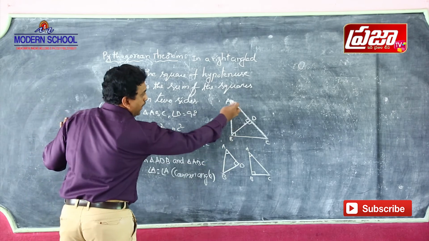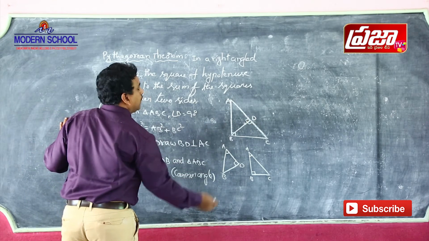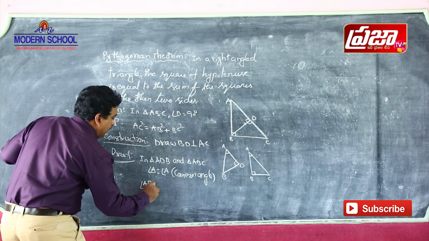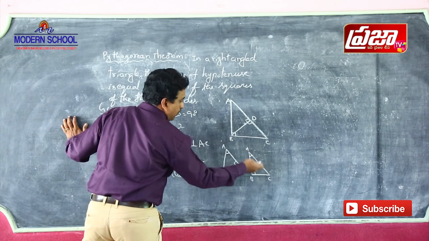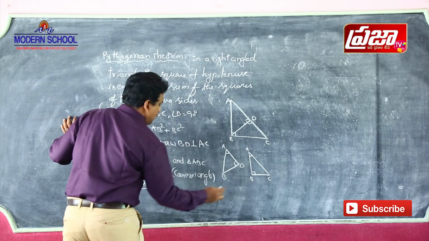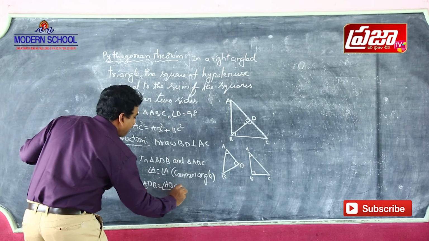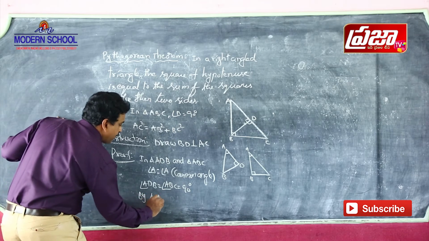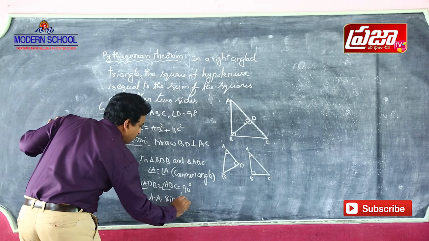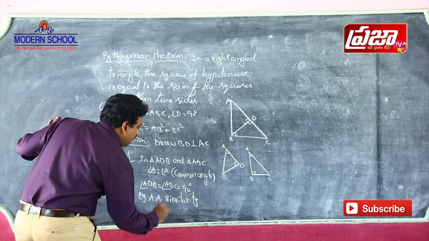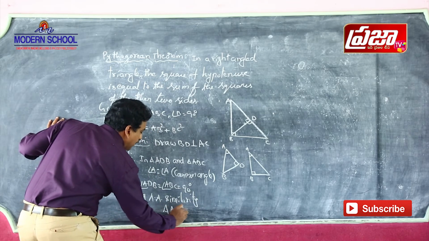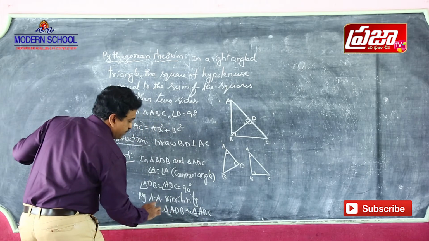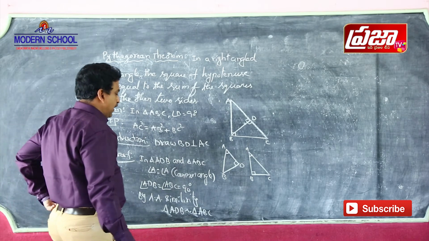Next, in this small triangle ADB, how much is this angle? 90. You can observe here. In this big triangle ABC, how much is angle ABC? 90. By AA similarity, triangle ADB is similar to triangle ABC.